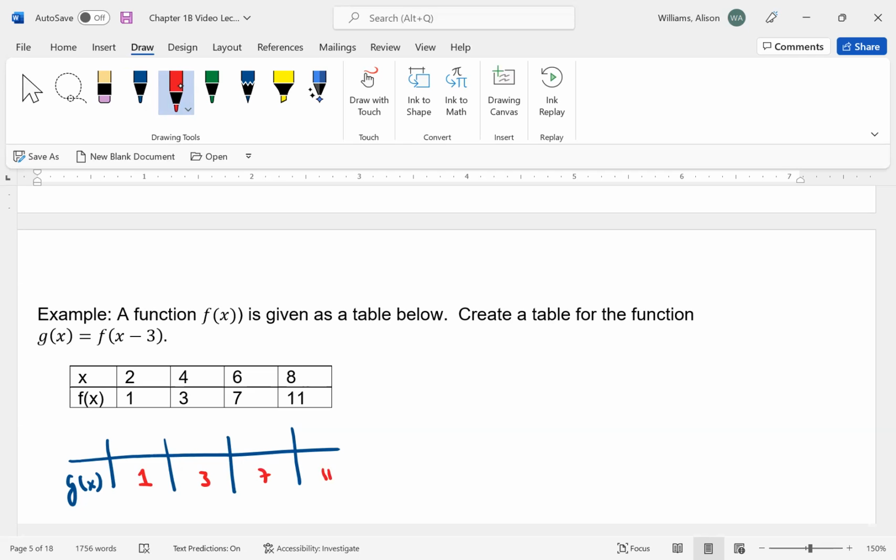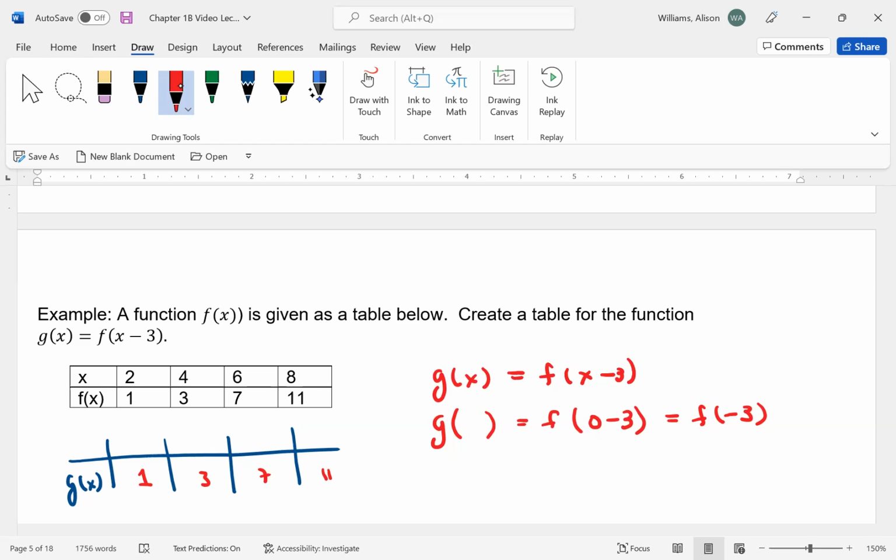We're not going to subtract 3 from each input. Here's what we have to do. Since g of x is based on f of x minus 3, that's how we've defined it. If I plug in a value for g of x, let's say I plug in 0, then I'm going to plug that 0 into f of x, but I'm going to do 0 minus 3 first. So really what I'm going to need is f of negative 3. That's actually information I don't have. This table doesn't tell me when f is negative 3.